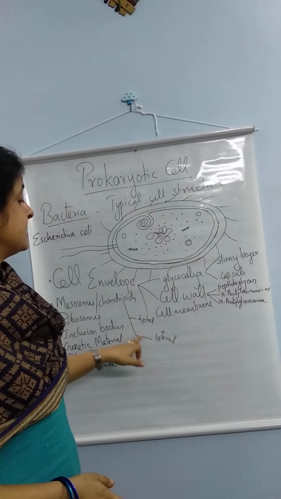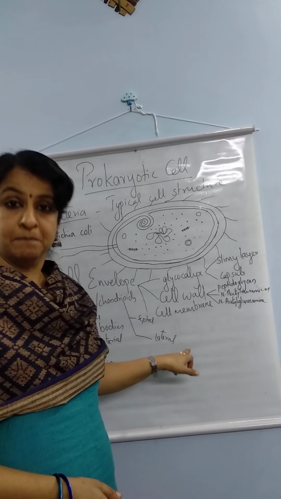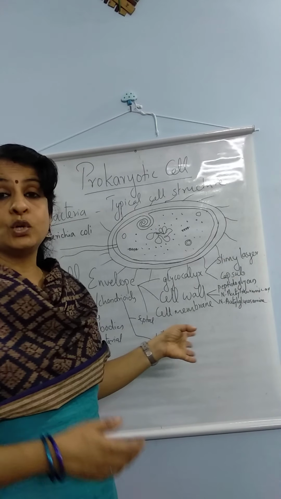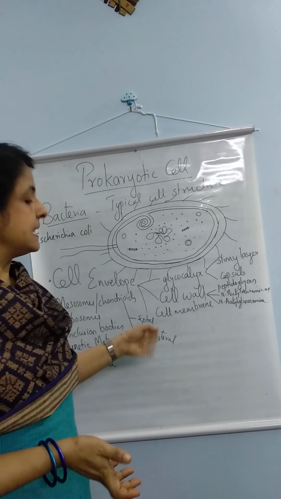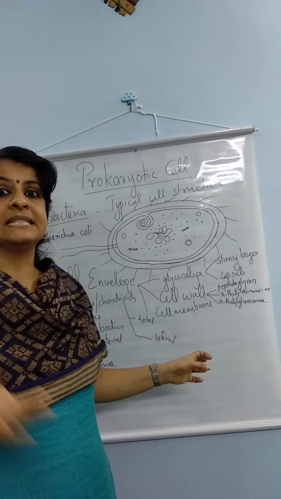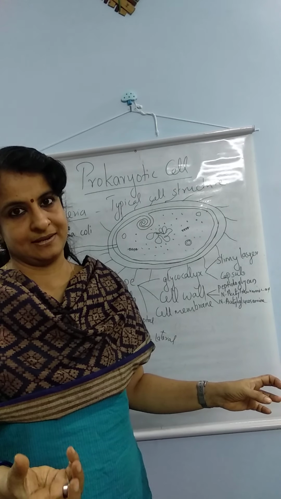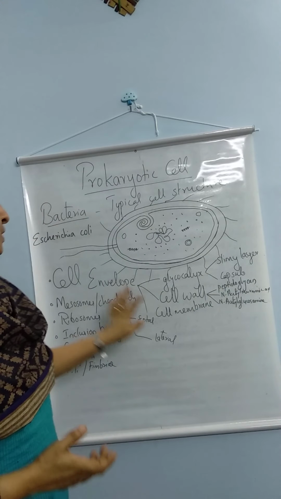Then there is another mesosome called the lateral mesosome. What is the function of the lateral mesosome? Since mitochondria are absent here, this lateral mesosome contains certain enzymes which are important for respiration in bacteria. So that is about the mesosomes.